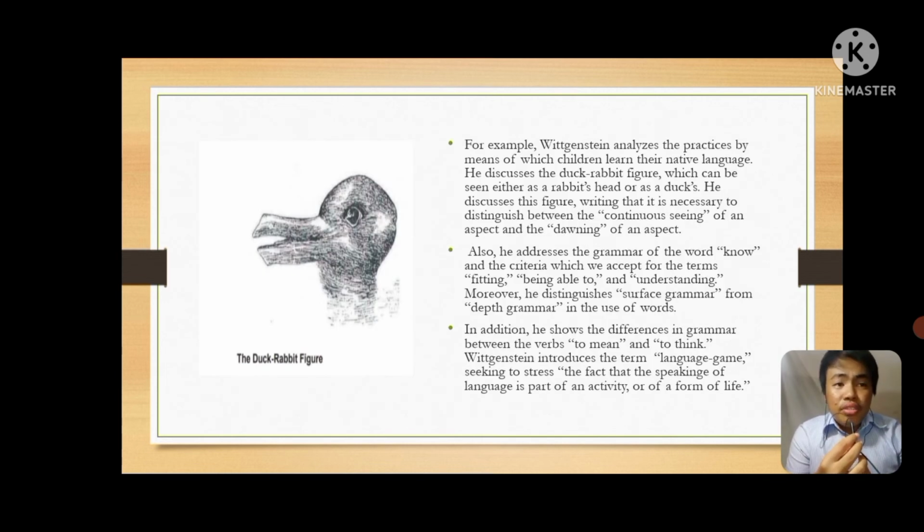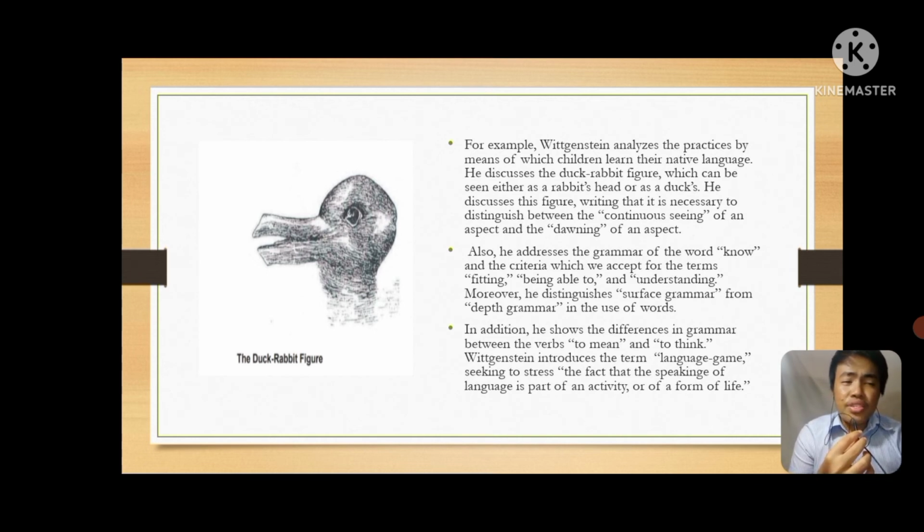For example, Wittgenstein analyzes the practices by means of which children learn their native language. He discusses the duck-rabbit figure, which can be seen either as a rabbit's head or as a duck. He discusses this figure, writing that it is necessary to distinguish between the continuous seeing of an aspect and the dawning of an aspect. Also, he addresses the grammar of the word know and the criteria which we accept for the terms fitting, being able to, and understanding.